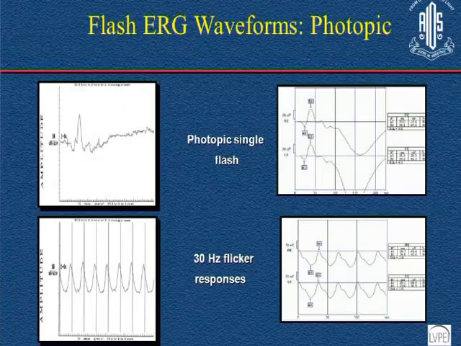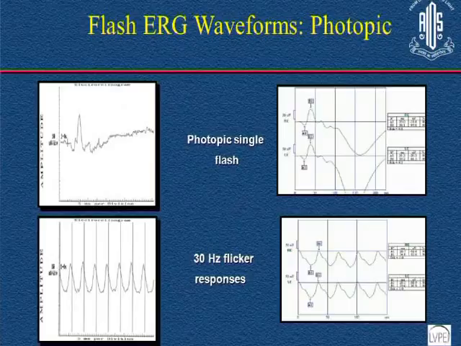So this is about the scotopic, and these are the flash photopic waveforms. In the light adapted eye, the photopic single flash gives a smaller response, and it is steeper and faster. This is on the LKC machine, and this is on the Metrovision machine. As you can see, depending on the machine it may look different, but that's what you find.